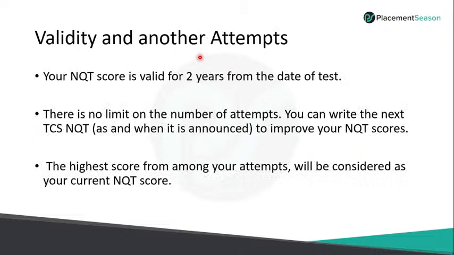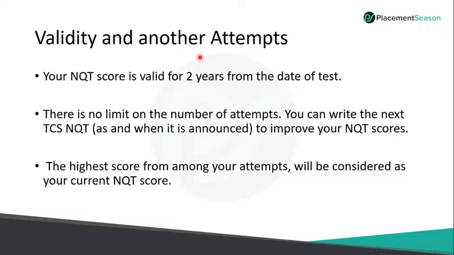There is some information about the validity and other attempts. Your NQT score is valid for 2 years from the date of the test. For example, if you take the test this October, your NQT score will be valid for the next 2 years, that is up to 2020. You can apply to different companies using this NQT score.